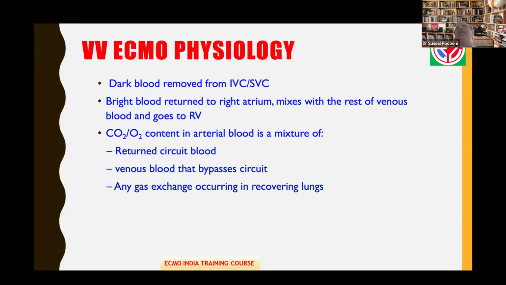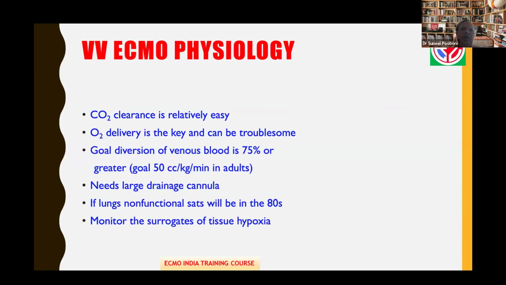So it is complex, but still, the oxygenated blood which goes back to the patient is a combination of this, but it is not 100% oxygenated. There is some venous blood which is mixing with that also. It doesn't matter. Carbon dioxide clearance is relatively easy on ECMO. Oxygen delivery is the key and can be troublesome.